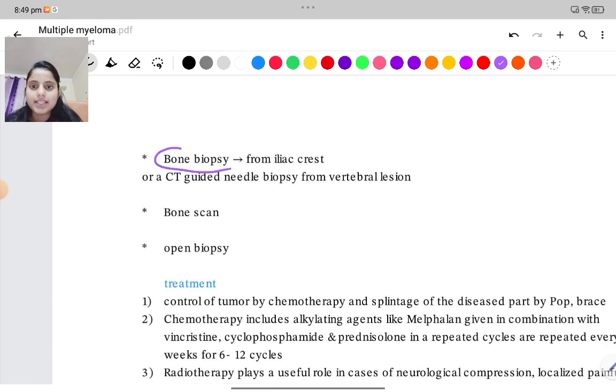Bone biopsy can be taken from iliac crest, CT guided needle biopsy from the vertebral lesion, bone scan in which there is increased activity, open biopsy can be done.